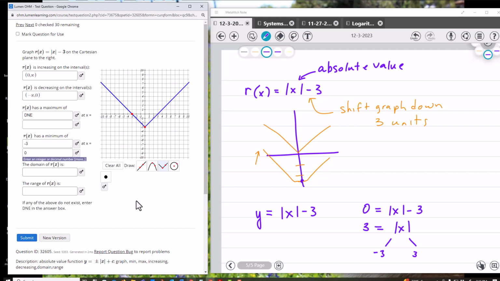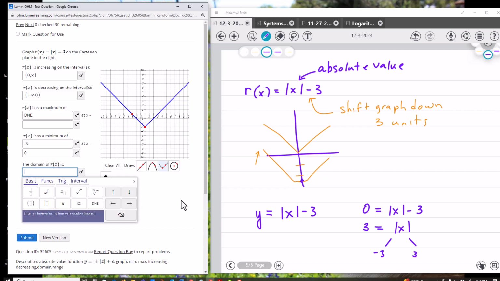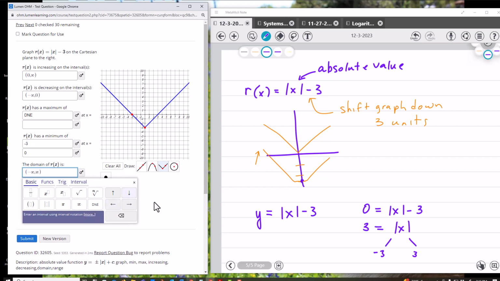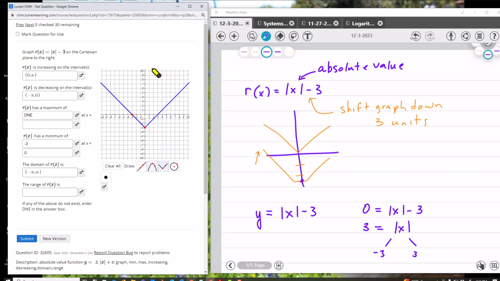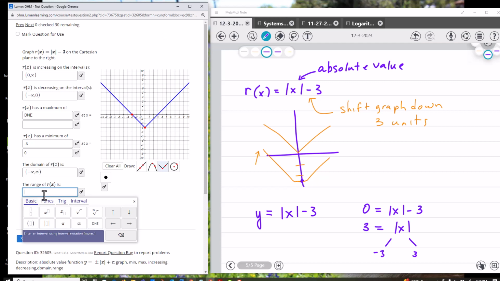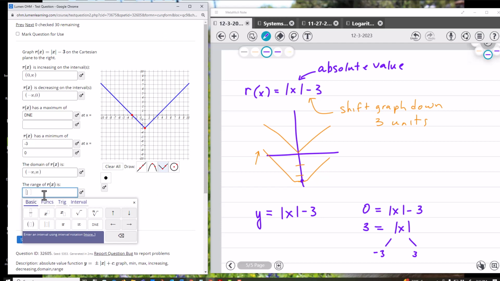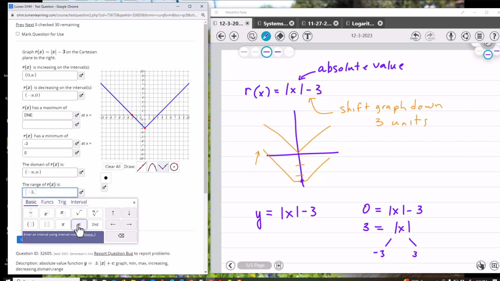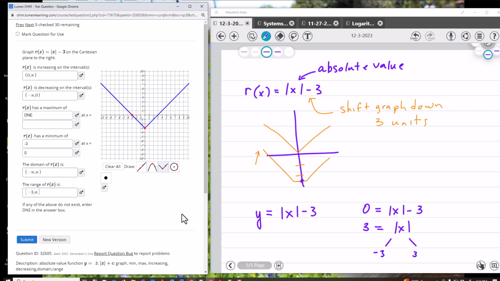The domain, okay, so of this graph, remember the domain or x values, I think this goes to the left and to the right forever, so that would be all real numbers, or minus infinity to positive infinity. The range are the y values, so it only goes as far down, and this is the square bracket because it touches -3, but then it goes up forever to infinity, and that's it.